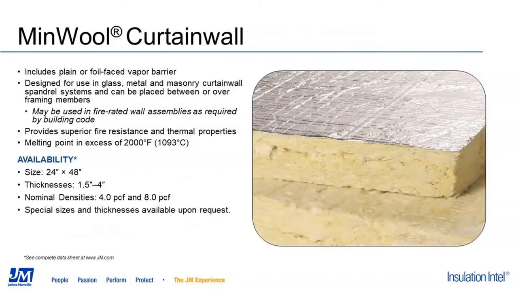So moving away from the interior of the building to the exterior of the building, we have our curtain wall material. This is typically used in commercial high-rise construction. Often would be found behind glass, large high-rise buildings, things of that nature. It's available in both our 4 and 8 pound densities. It's our curtain wall 40 and curtain wall 80 product lines. And again, available in a wide variety of thicknesses and widths. This is also available in a faced and unfaced version, which you can see on the image on the slide.